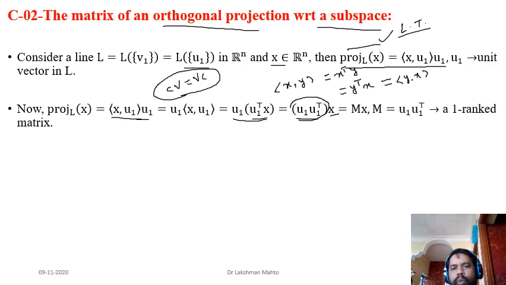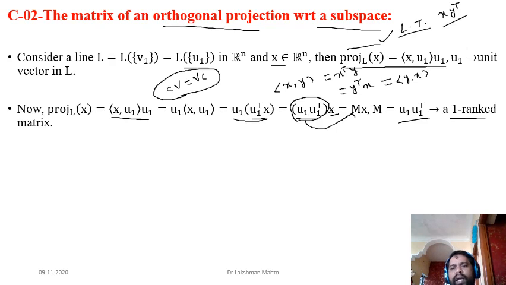What kind of product is it talking about? The product u1 transpose x is the inner product. But if you take a product like x times y transpose, what does it talk about? I have already discussed this several times. It is the outer product. It always gives a rank one matrix. So u1 times u1 transpose gives the matrix of the orthogonal projection, and this matrix would be rank one because it is the outer product of a single vector. So through this way you can directly get the matrix of the orthogonal projection.